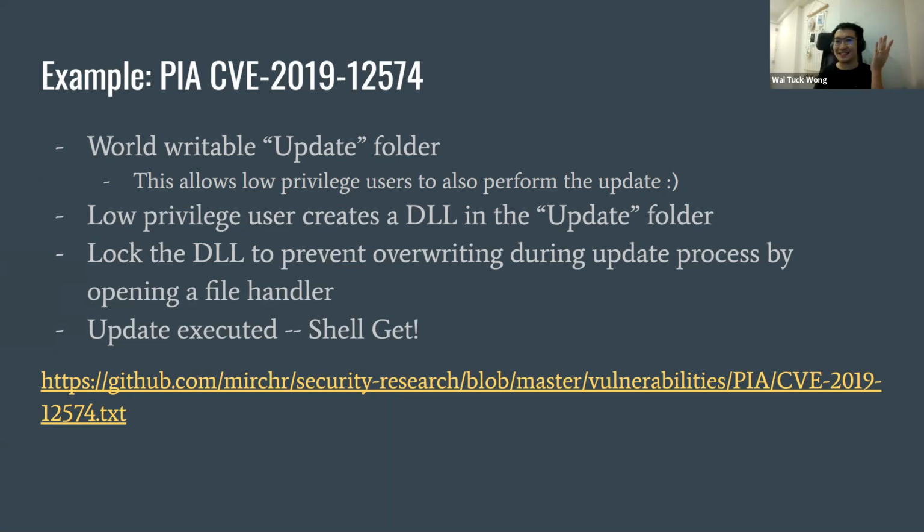How do they do that? It's as simple as opening a file handle. You can do it in PowerShell. Once you prevent it from being deleted, let's say you trigger the update process, it tries to download the updater. Of course, it isn't able to overwrite the malicious DLL, but it still updates anyway. And after the update finishes, because the update process needs privileged access, the privileges of the low privilege user are escalated through the malicious DLL. You can read more about it here. Maybe I'll share the slides later.